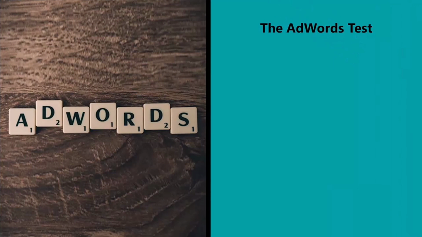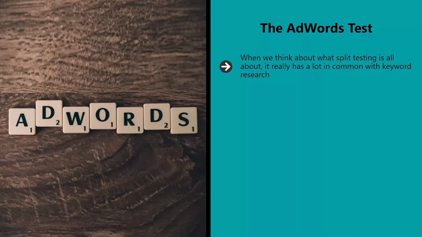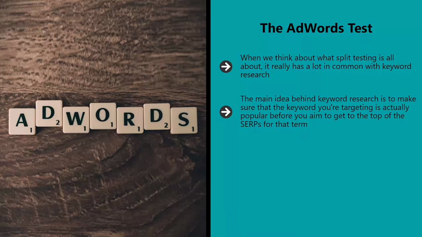The AdWords test. When we think about what split testing is all about, it really has a lot in common with keyword research. The main idea behind keyword research is to make sure that the keyword you're targeting is actually popular before you aim to get to the top of the SERPs for that term. That's the exact same thing we see with split testing. We're trying to make sure a strategy is successful before we use it. But even the keyword tool doesn't guarantee a keyword that will work for you. Even if you can land the most popular keyword in the world, you might still struggle with your CTR, or you might find that the intent behind the keyword isn't right for you. In other words, the people who search that phrase aren't interested in buying your product.